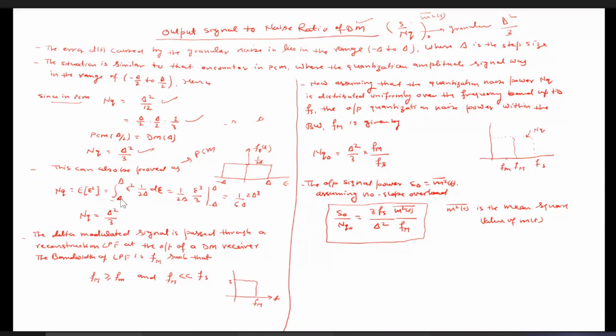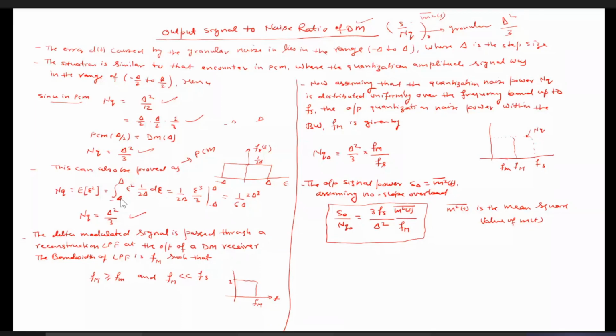So this integration will be from minus delta to delta, whereas in the case of PCM, this integration we took from minus delta by 2 to delta by 2. So in delta modulation the integration is from minus delta to delta: epsilon square into 1 upon 2 delta d epsilon. It will come out to be 1 upon 2 delta times epsilon cube by 3, from minus delta to delta. After solving, it will come out to be delta square by 3. So anyway, you can prove it.